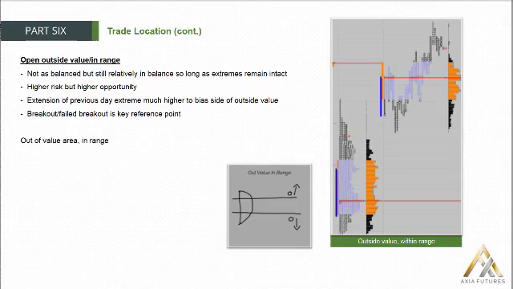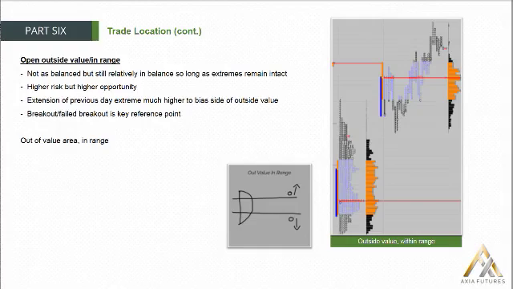It's when those extremes get taken out that we then start to see a little bit more volatility in the market. Now, note, due to this opening out of balance, there's a higher risk, but a higher opportunity for trades. Then the extension of the previous day's extreme will bring a much higher sort of bias towards outside value.